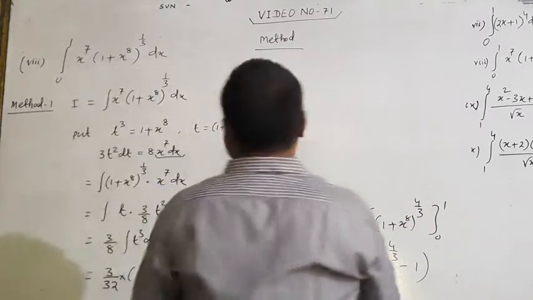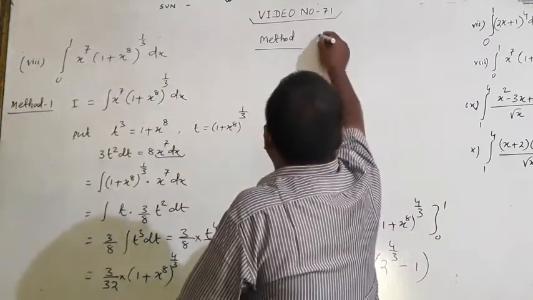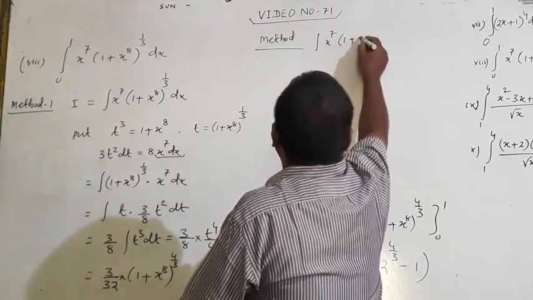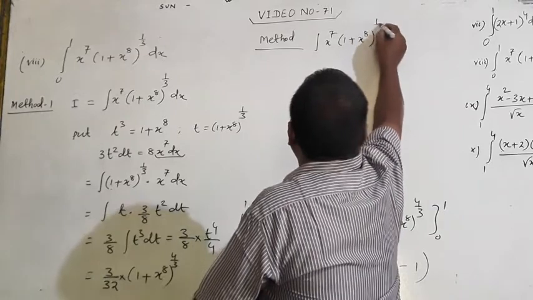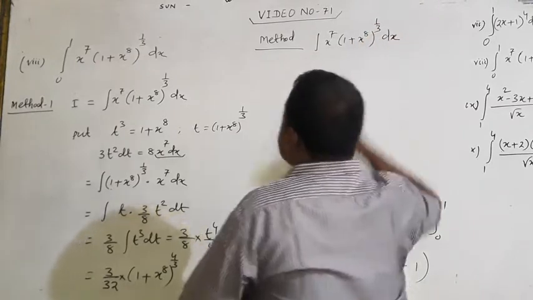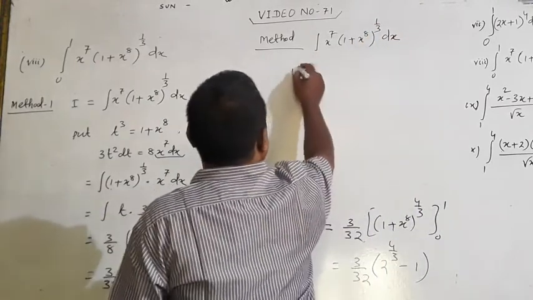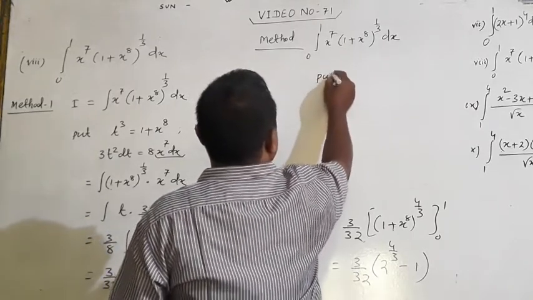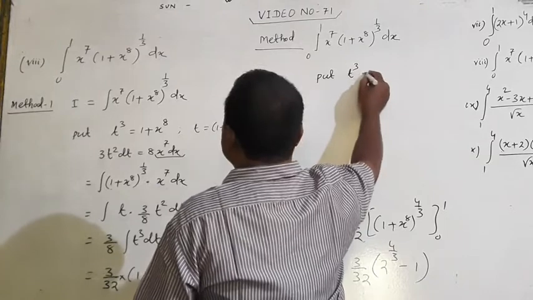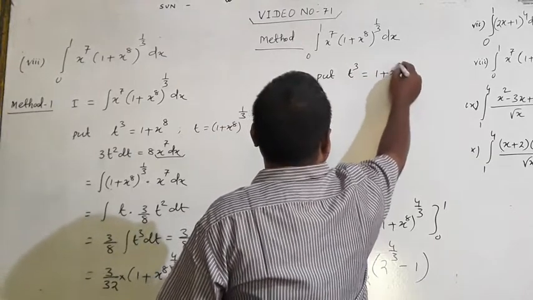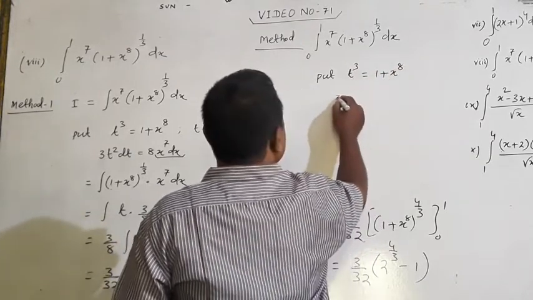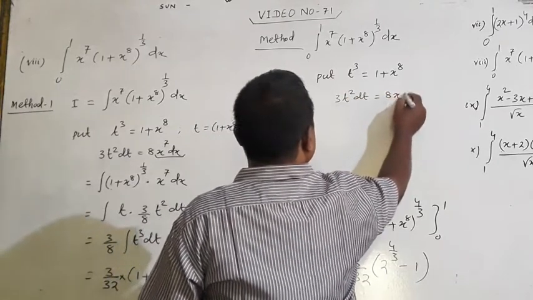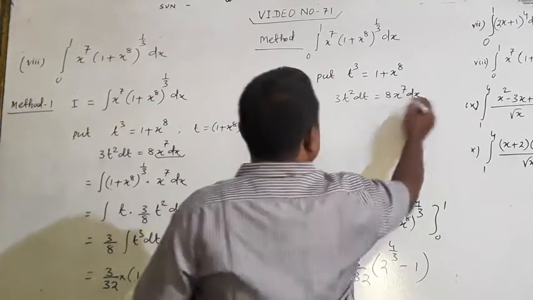In this problem, what I am doing, suppose x to the power 7 into (1 plus x to the power 8) to the power 1 by 3 dx is there, and the limits are 0 to 1. And you are going to put t cubed is equal to 1 plus x to the power 8. Okay. Then 3t square dt is equal to 8x to the power 7 dx.